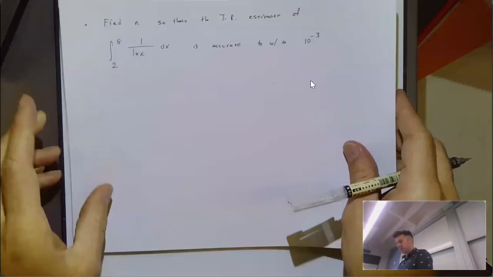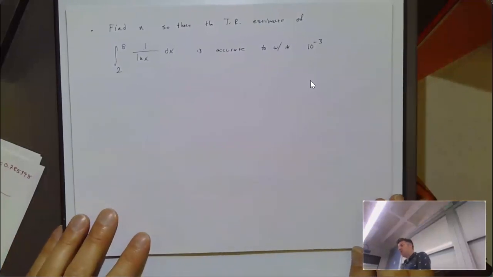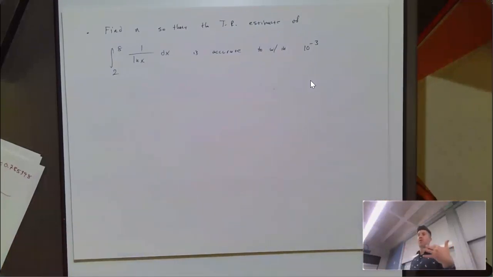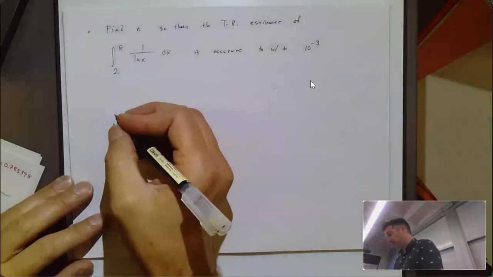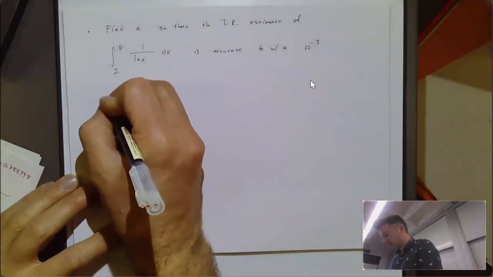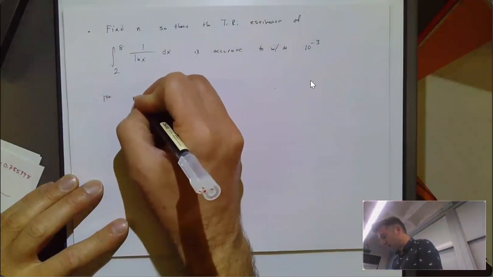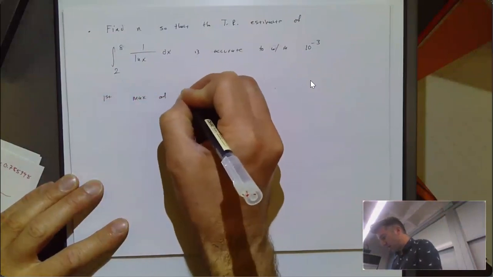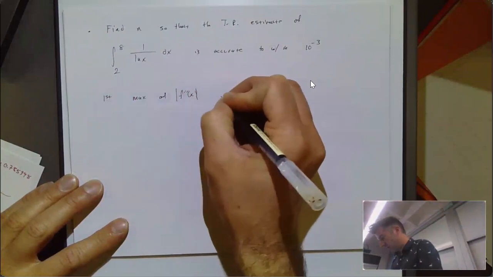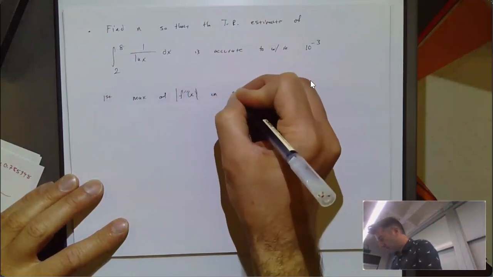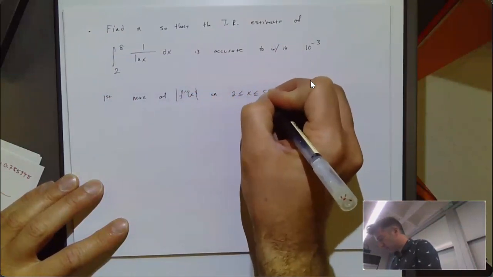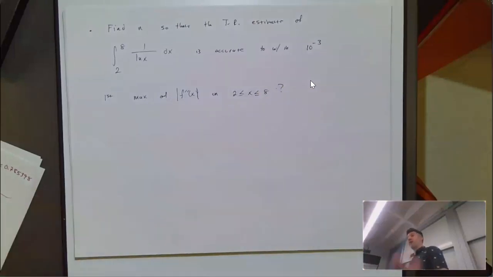Okay, so this is going to be a little bit gnarlier. Knowing that I'm going to use this formula, the thing I should really start with is my derivative stuff. I know it's going to be (b - a)^3 over 12n^2 times the maximum of the second derivative. So I should first worry about what is the maximum of the second derivative in absolute value on the interval from 2 to 8, or what's a good approximation of it. I might not actually find the exact maximum.